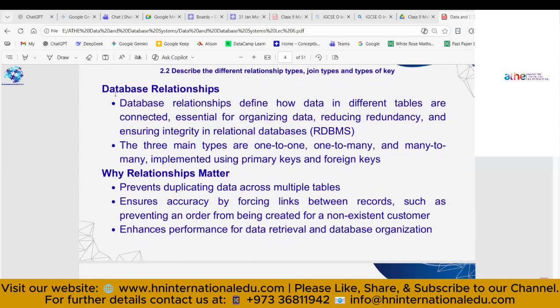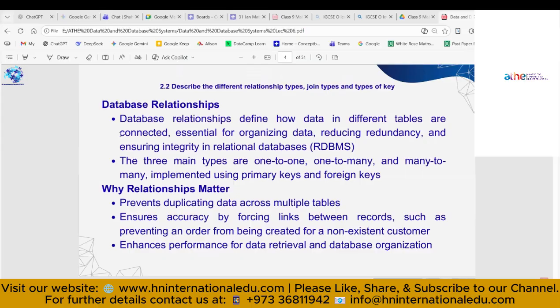So first of all, what are database relationships? Database relationships define how data in different tables are connected. Right, in the last lecture, I added some images in which there were some relationships, one to n, many to n, and one to many. So those are basically relationships. They show how different tables are connected with each other.